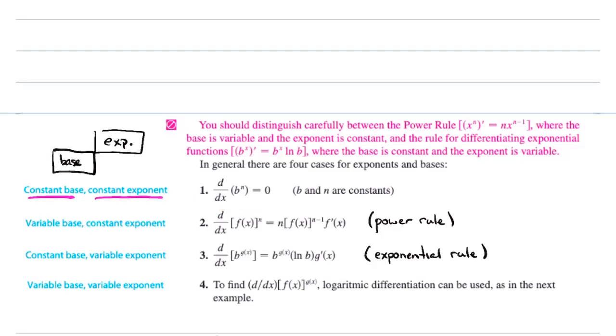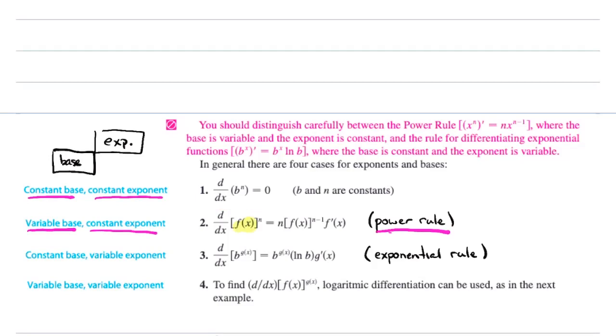If the base is variable, but the exponent is a constant, then that's the power rule. When the base is what's changing, but the exponent isn't, then you differentiate that with the power rule. And here the author is giving us an inside function that's general, an f of x, so he's writing the general power rule. It's n times f of x to the n minus 1 times f prime.